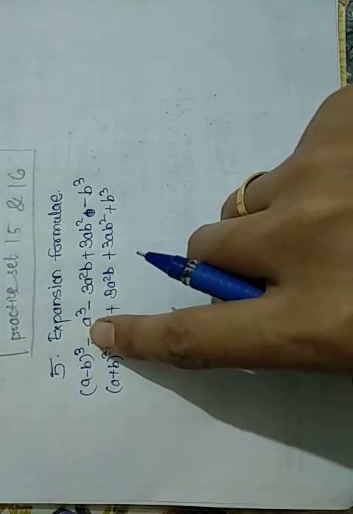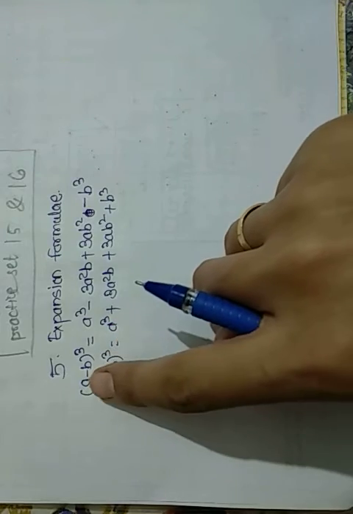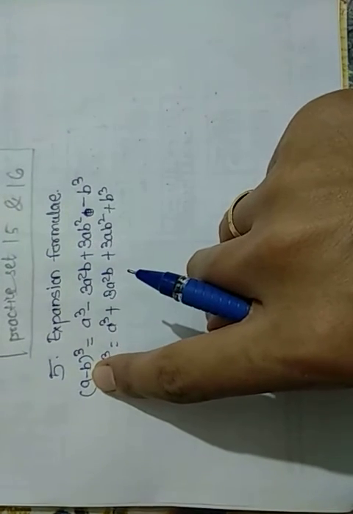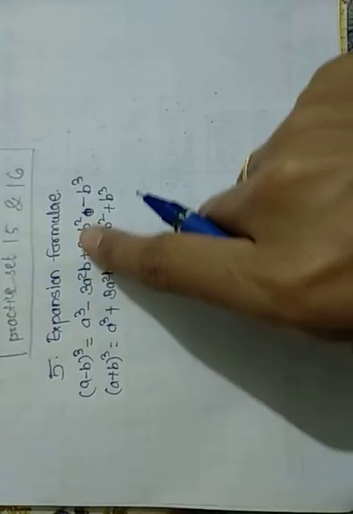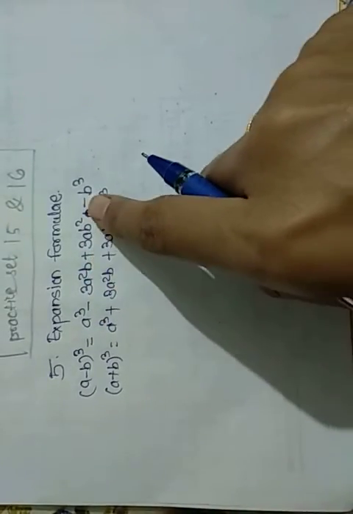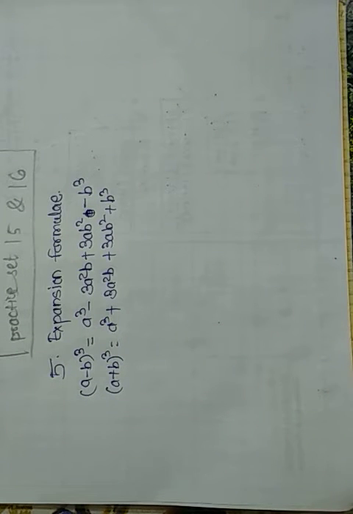See the comparison of these two formulas. Here the terms are the same, but if the sign is minus, then give alternate signs to all the terms. See, here it is plus, minus, plus, minus. And if it is (a + b)³, then give all plus signs to all the terms.